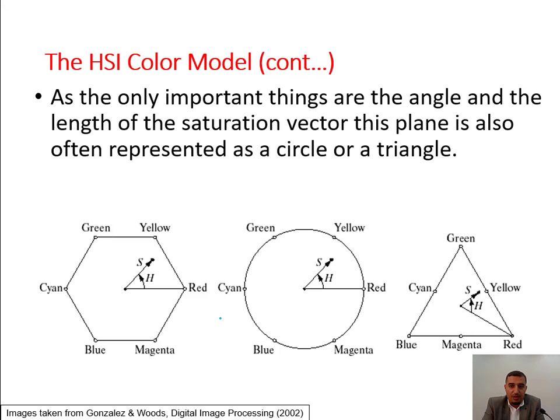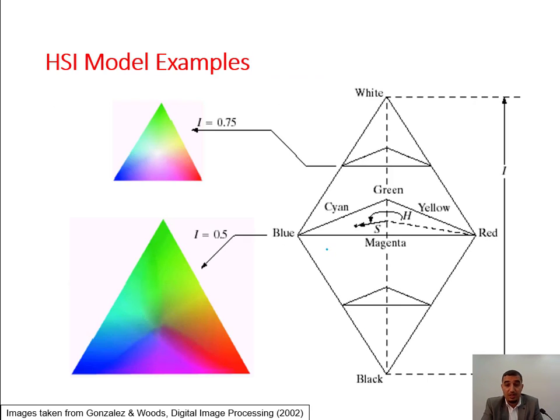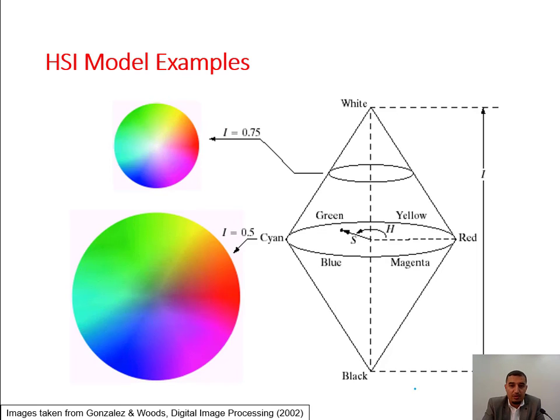So the important things are the angle and the length of the saturation vector. This plane is also often represented in a circular or triangular way. So there are different ways, but it's the same idea. Our red is the reference, the hue is the angle, the saturation is the distance, and the intensity is basically the level at which the plane intersects with the intensity axis. So this is how we measure the intensities. As you can see, if we cross section over here, we get an intensity of 0.75. If we cross section over here, we get an intensity of 0.5. Remember, this is our cube, but it is sitting up on its black corner over here. This is another model where we use circles or cones.